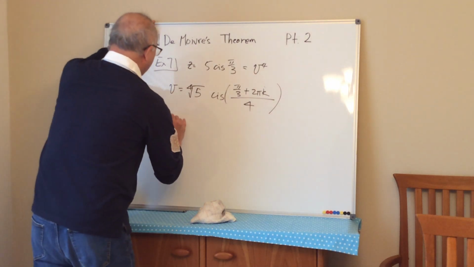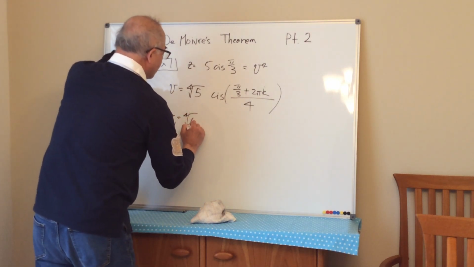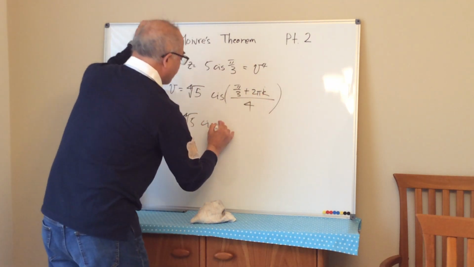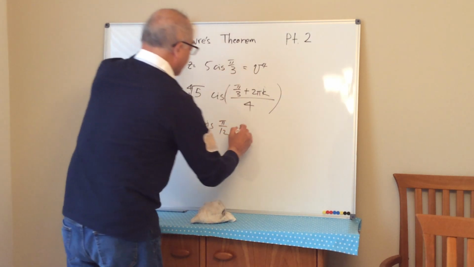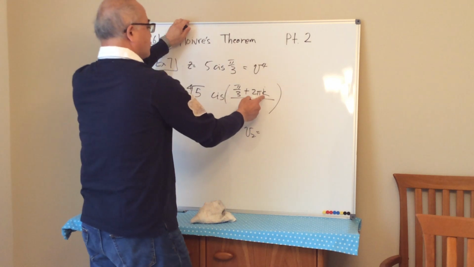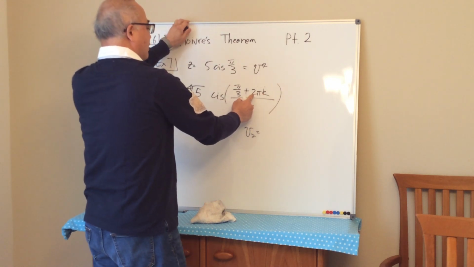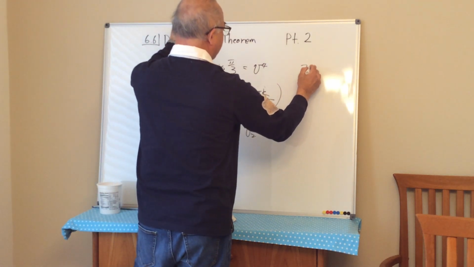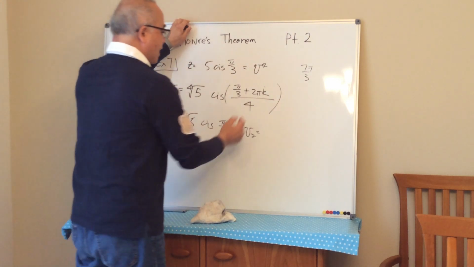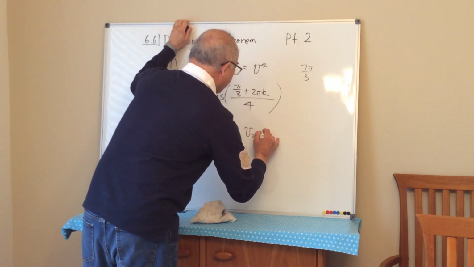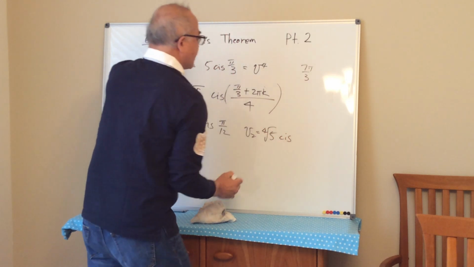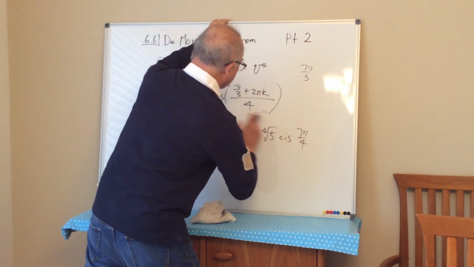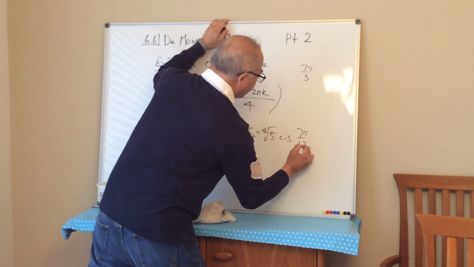So let's go ahead with V1. The first root is when k is equal to 0. So we get CIS, this is 0, so I get pi over 12. The second one is when k is equal to 1, so I get 2 pi plus pi over 3. That gives 7 pi over 3, and then I divide that by 4. So I get CIS 7 pi over 12.